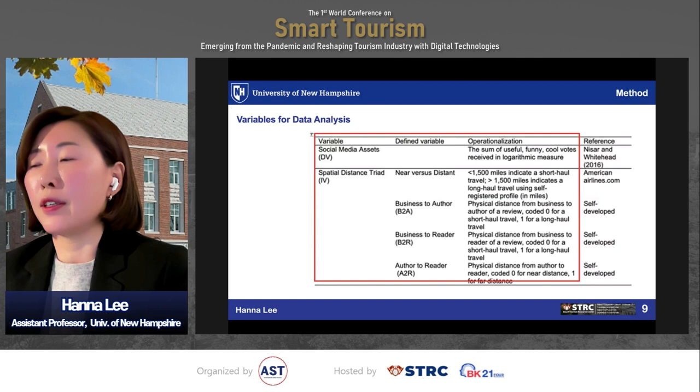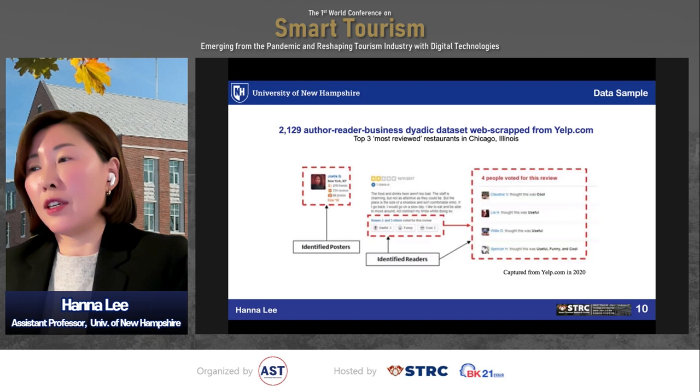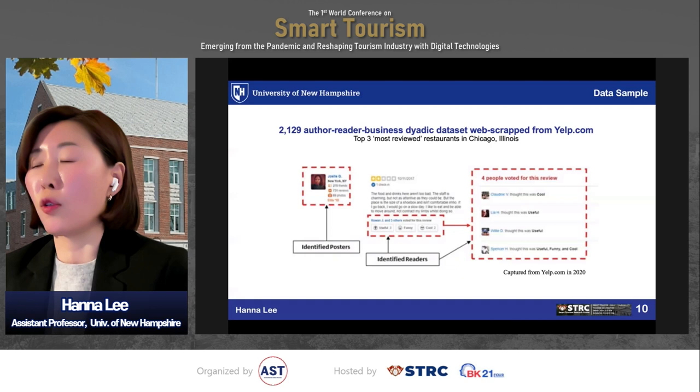As discussed before, the dependent variable in social media asset is measured by summing useful, funny, and cool votes on Yelp.com, and the triadic spatial distance among the three actors was measured as less or more than 1,500 miles to determine near versus far distance. Since our study requires dyadic data between the parties, we implemented web scraping data collection from the Yelp website, where we can track the actual reader's profile and their voting choices under each review.